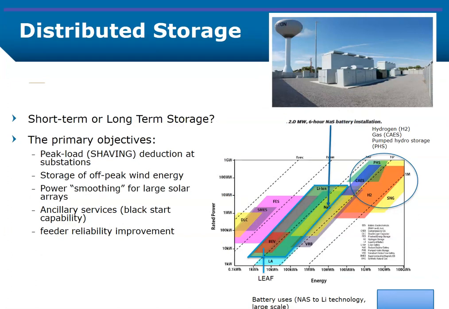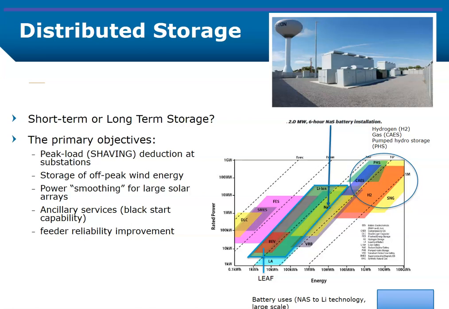So when you come to distributed storage, one question can of course be short-term or long-term storage. What are you going to use it for? The primary objectives can be peak load shaving, storage of off-peak wind energy, power smoothing for large solar arrays, for example, and ancillary services, as I said before. Black start capabilities and feeder reliability improvement are also important.